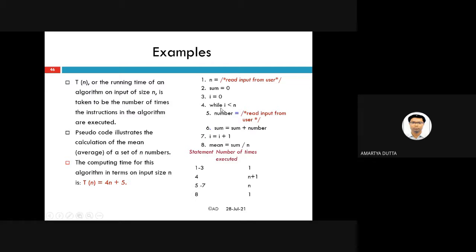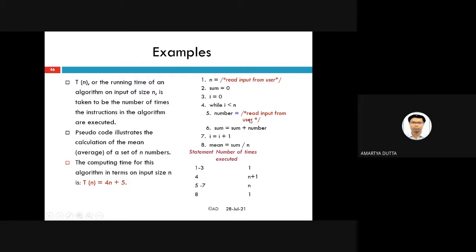Okay, so from line number 4, I'm starting the while loop. Line number 5, number is equal to read input from the user. Line number 6, sum is equal to sum plus number. Line number 7, i is equal to i plus 1. And line number 8, mean is equal to sum divided by n.